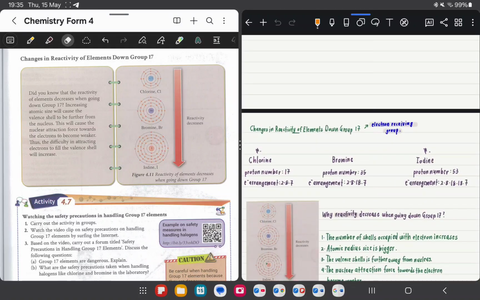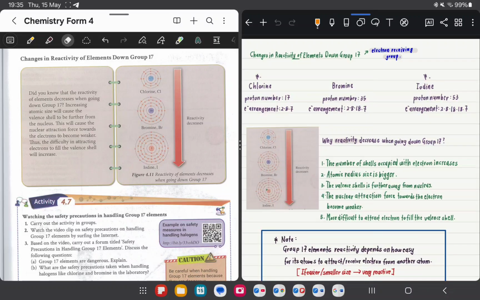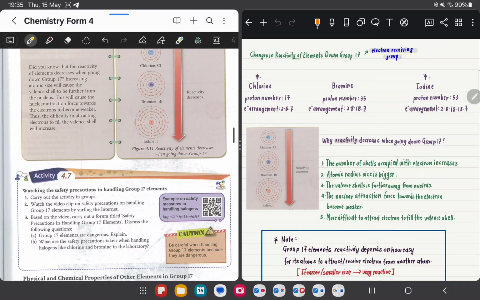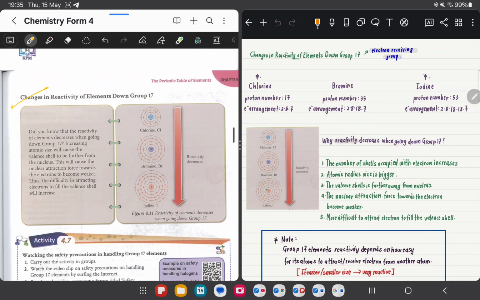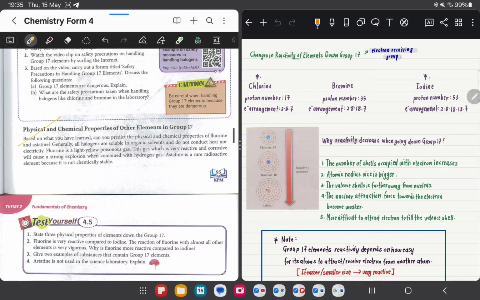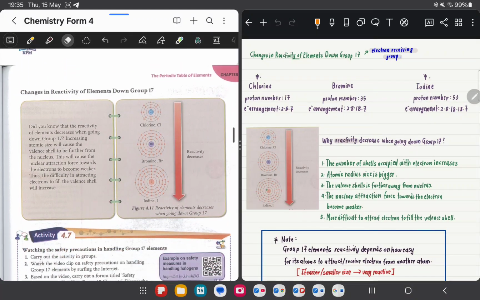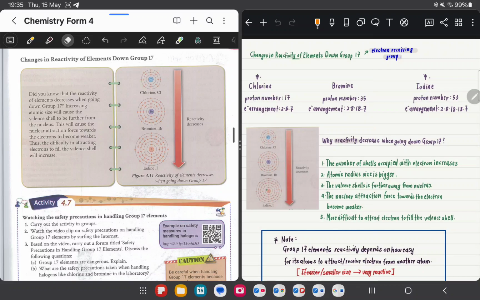I already wrote the notes earlier before this video, so I'm just going to explain the notes. Please open your textbook to page number 95. We are going to discuss the whole content in this page, the changes and also the physical and chemical properties of other elements. This video is going to discuss everything about that, so I hope you enjoy the video and make sure you take notes.